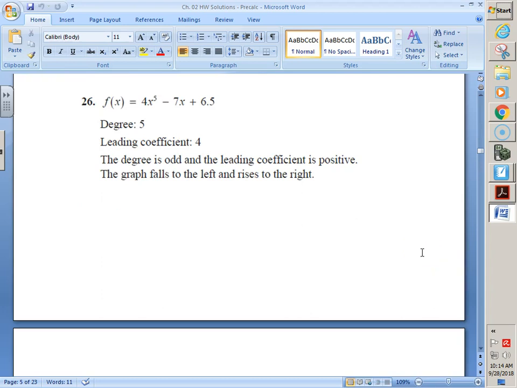Number 26, why is it degree 5? Just based on questions that happened earlier today. The highest exponent. Good, the highest exponent is the power of 5. So this would be an odd, which means it would have opposite behavior going this direction because it hasn't been reflected. So it's a normal, like, cubic function. The leading coefficient is positive, the degree is odd, so the graph falls to the left and rises to the right.